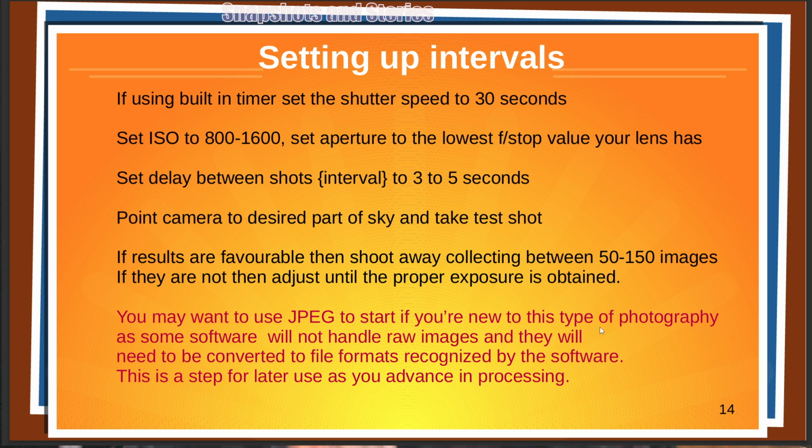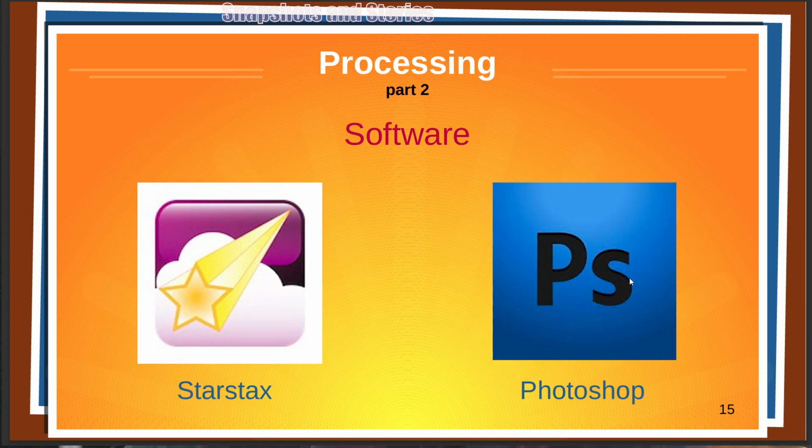Now, something that I want to say here as well is you may want to use JPEG to start out. It's okay to use JPEGs for this because this is not something that you're going to have to spend a lot of time on detailing in edits. Unless you've got a really cool foreground and you're seasoned at this, then by all means shoot RAW. But to start out, you can use JPEGs if you're new to this type of photography. The reason being as well is some types of software won't handle raw images, the software you need to stack this up and make one photo, and they need to be converted to file formats recognized by the software. Anyway, this is a step for later use as you advance in processing.